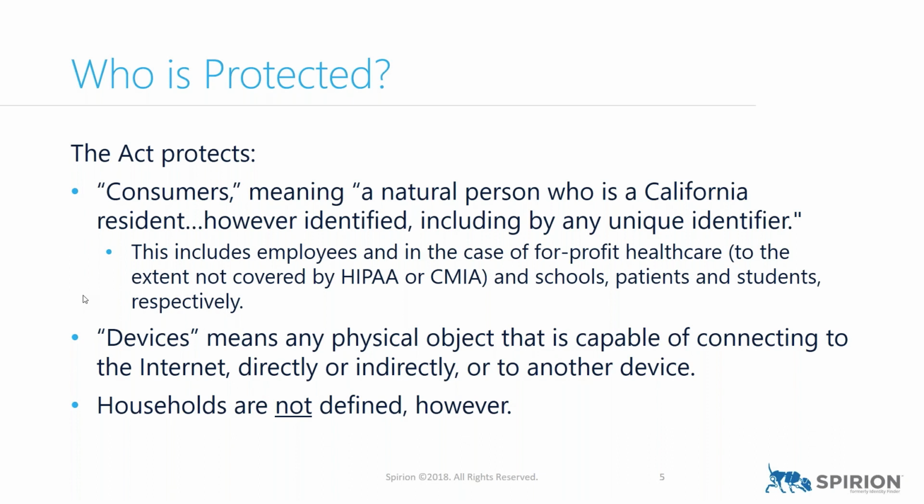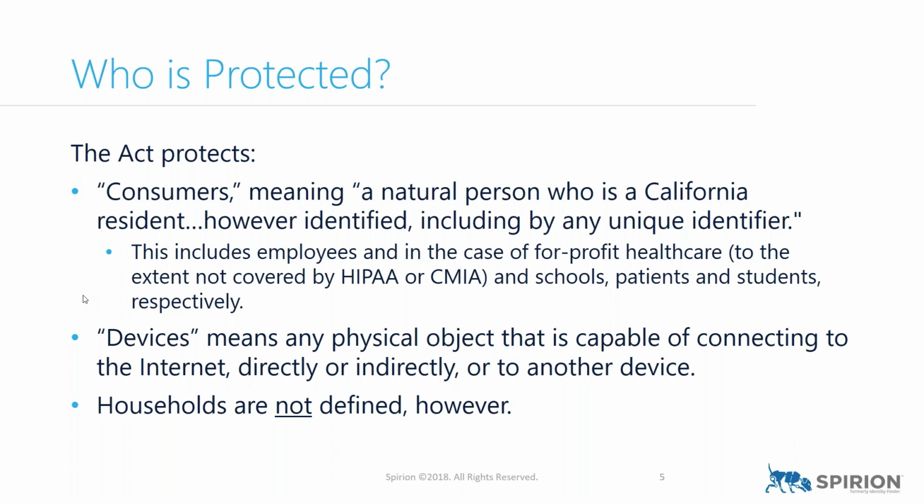It talks about devices. So it's not just consumers that are covered, it's also devices. So think about anything connected to the internet, your cell phone, routers, etc. Any Internet of Things, IoT-style device, that's covered. Households are covered, although they're not defined in the law, but they are covered. So say that you're an electric utility and you have information about different households, however many households in your service area, that kind of information is covered.